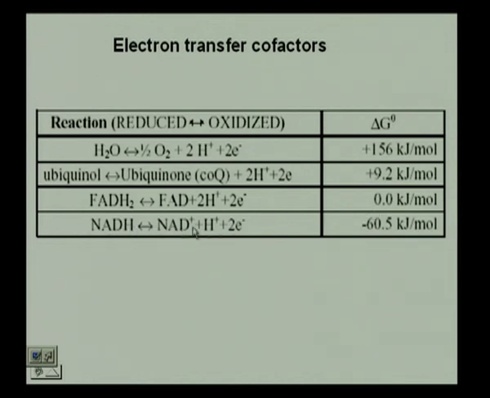NADH plus NAD plus H plus 2 electrons is minus 60.5. Okay, and we will see how actually in the energetics all these combine to give you favorable energy once we complete the metabolism of carbohydrates.